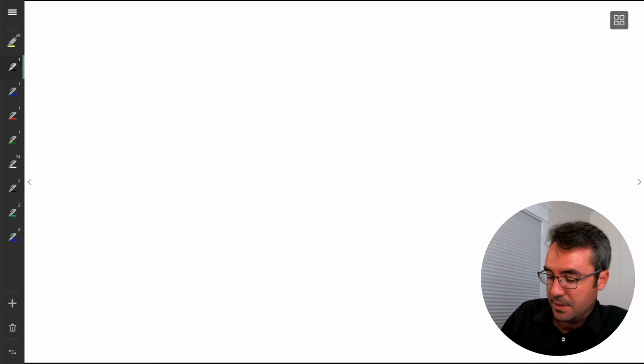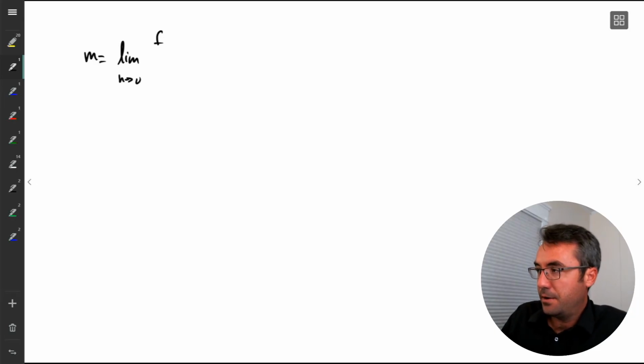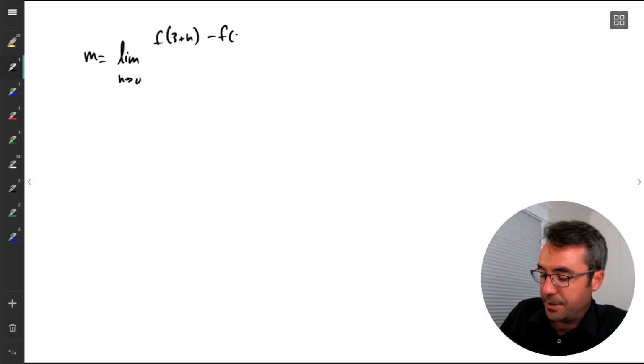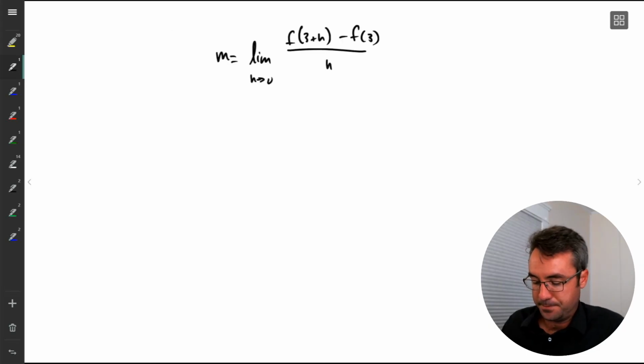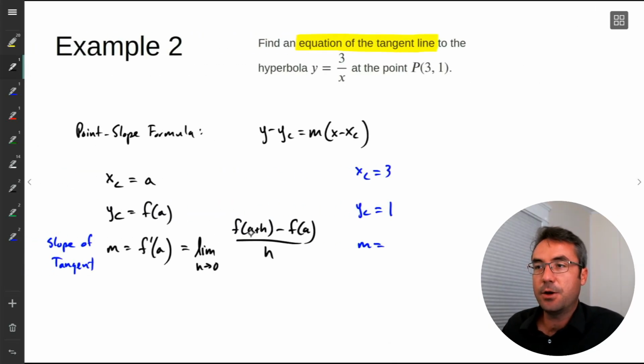So let's calculate our slope. We know it's going to be the limit as h goes to 0 of f of 3 plus h minus f of 3, all divided by h. I know the a value is 3, so I've just plugged 3 in.